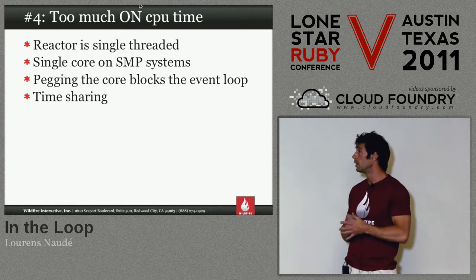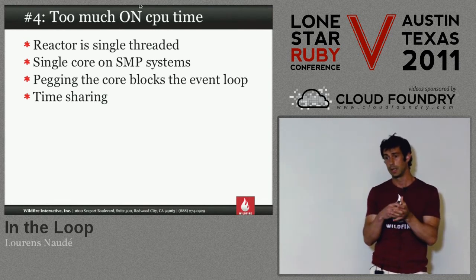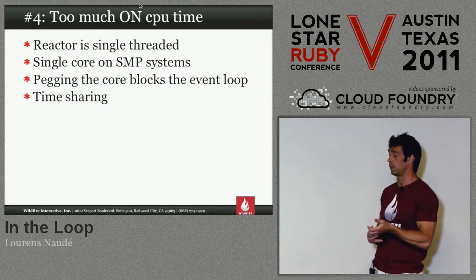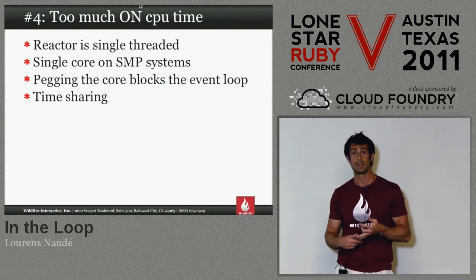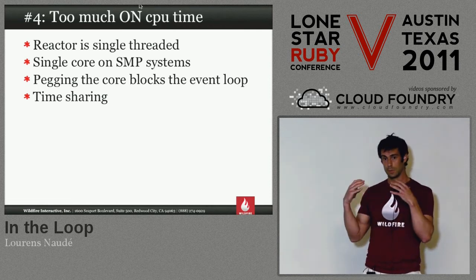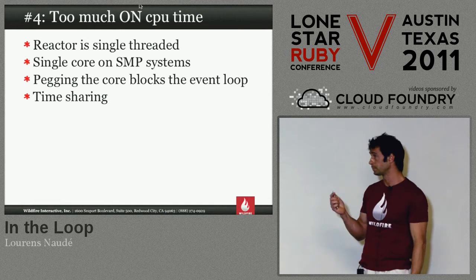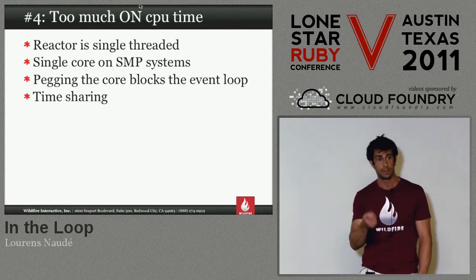Gotcha number 4, too much time on CPU. So that while loop, or the Reactor loop that we had earlier, it always only ever runs on one core, on a multi-core or SMP system. So if we block that core, or we spend too much time on CPU on that core, then we're blocking the whole loop, which is fundamentally against the principle of time sharing.